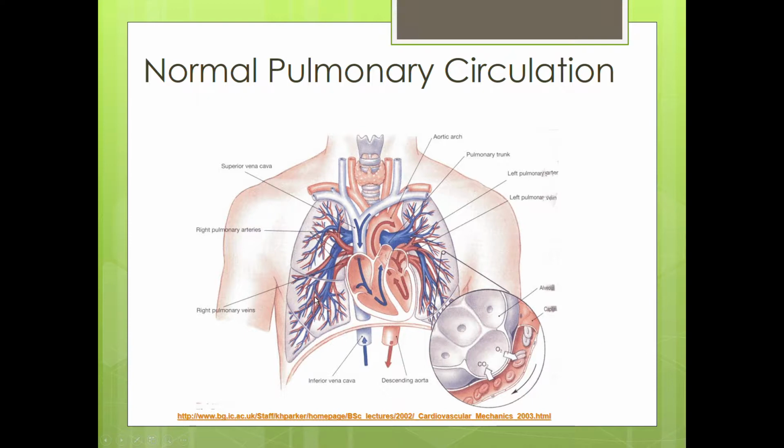So our deoxygenated blood moves through our pulmonary system and then comes back to the left atrium, into the left ventricle, and then comes out through the aortic arch. So this should be oxygenated blood.